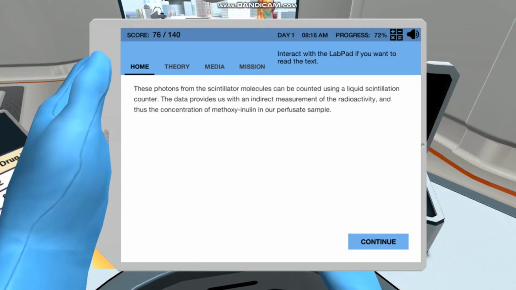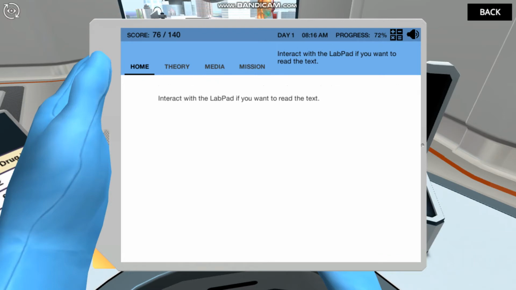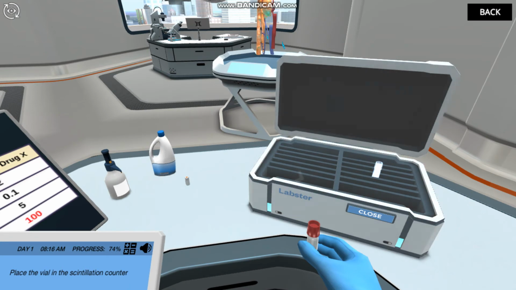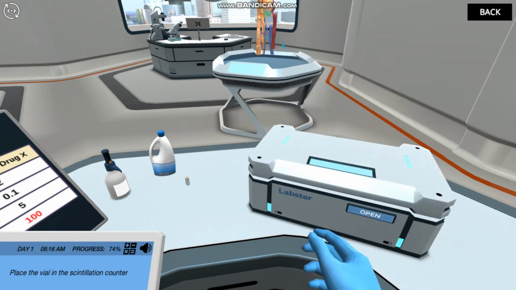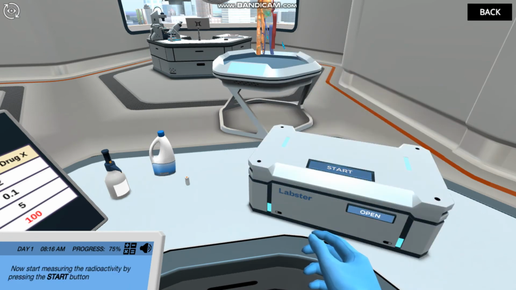These photons from the scintillator molecules can be counted using a liquid scintillation counter. The data provides us with an indirect measurement of the radioactivity, and thus the concentration of methoxyinulin in our perfluorescate sample. Place the vial in the scintillation counter. Now start measuring the radioactivity by pressing the Start button.